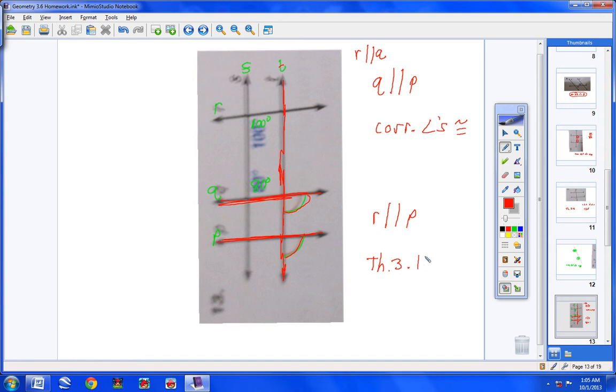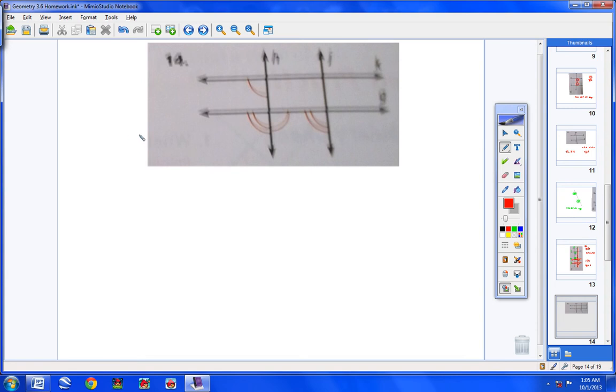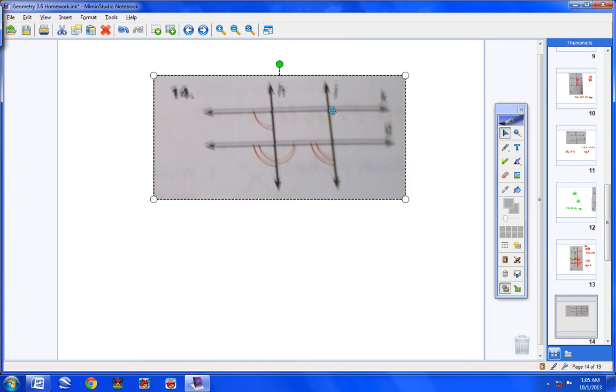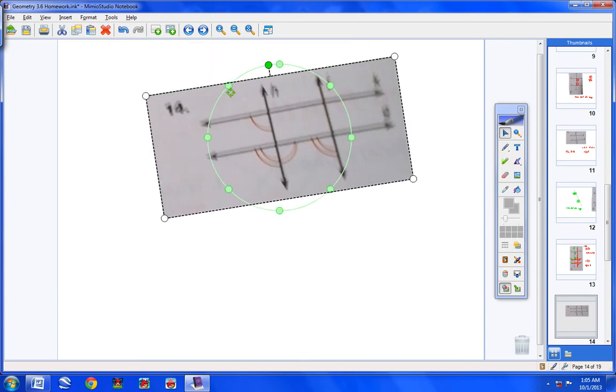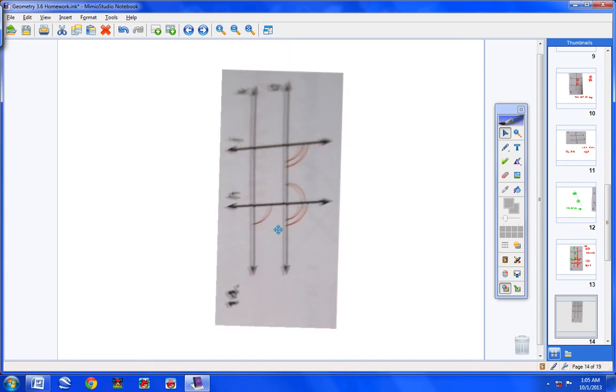3.11. Whenever two lines are parallel to the same line, then those two lines are parallel. Wow, so we did a lot on this problem. That was really good. Okay, number 14. Now, on number 14, I'm going to drag this down here. Let's turn it like we always do. And now let's see what we got.